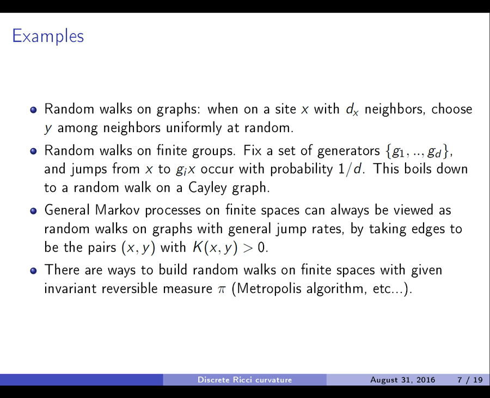Finally, I just wanted to say that if instead there is a particular measure you're interested in, there are plenty of ways of building a nice Markov chain that's reversible with respect to this specific invariant measure. People in computer science have come up with plenty of algorithms to build these. The most famous is the Metropolis algorithm that's used a lot in Markov chain Monte Carlo sampling.